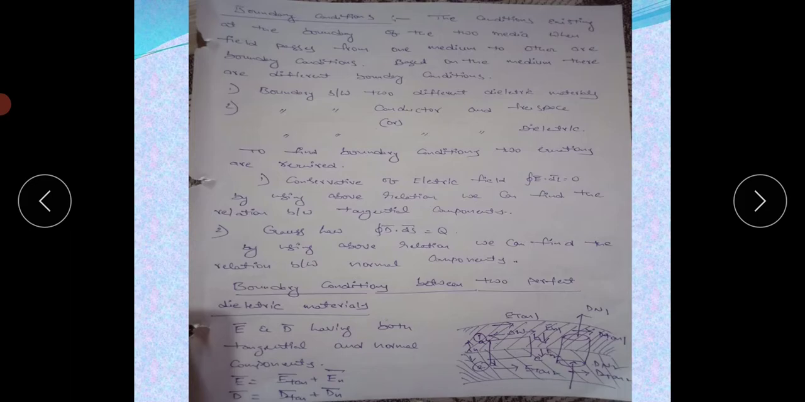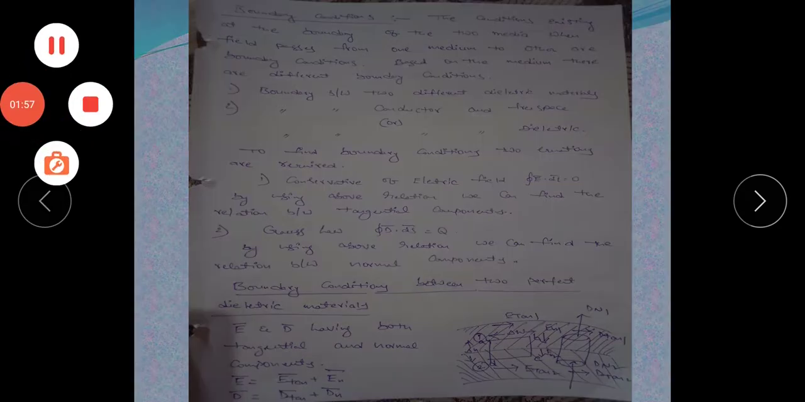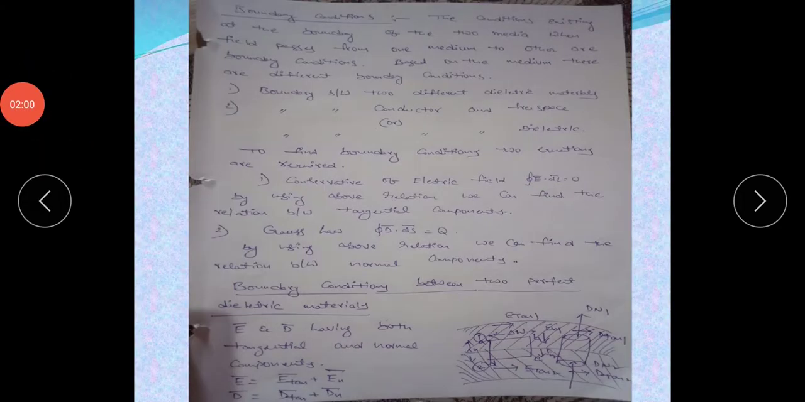We know the conservation of electric field expression: closed line integral E bar dot dl bar equals 0. By using this equation, we can find the relation between the tangential components. To find the relation between tangential components, we have to use the conservation of electric field, closed line integral E bar dot dl bar equals 0. Next one, Gauss law. The Gauss law equation: closed surface integral D bar dot ds bar equals Q enclosed. By using this Gauss law, we can find the relation between the normal components.